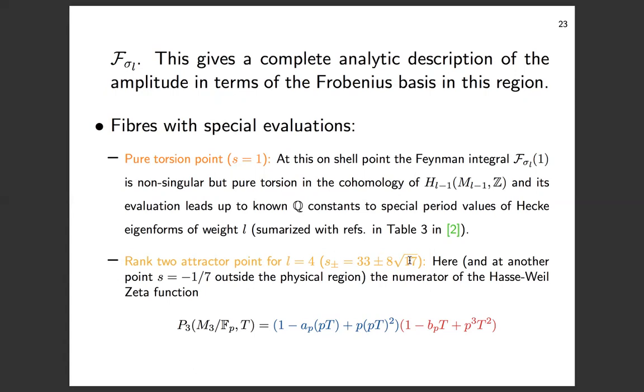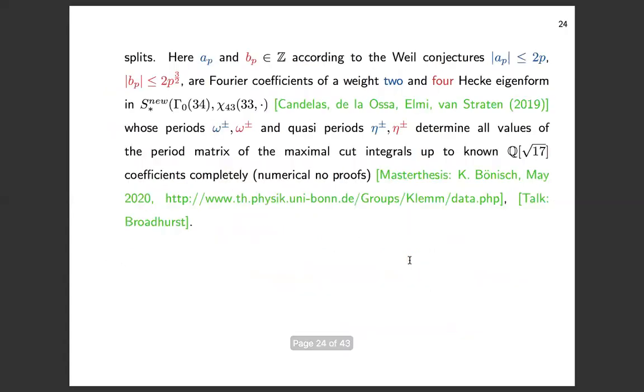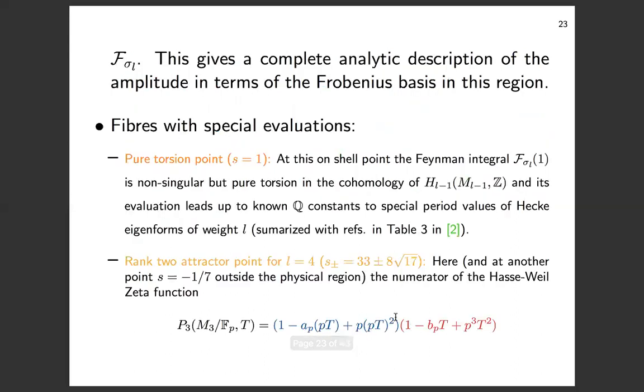And Kilian is very good at finding these points. He also found points where you have products of modular forms coming in and describing this. I mean, these numbers here are then products of a weight 3 and a weight 2 form.